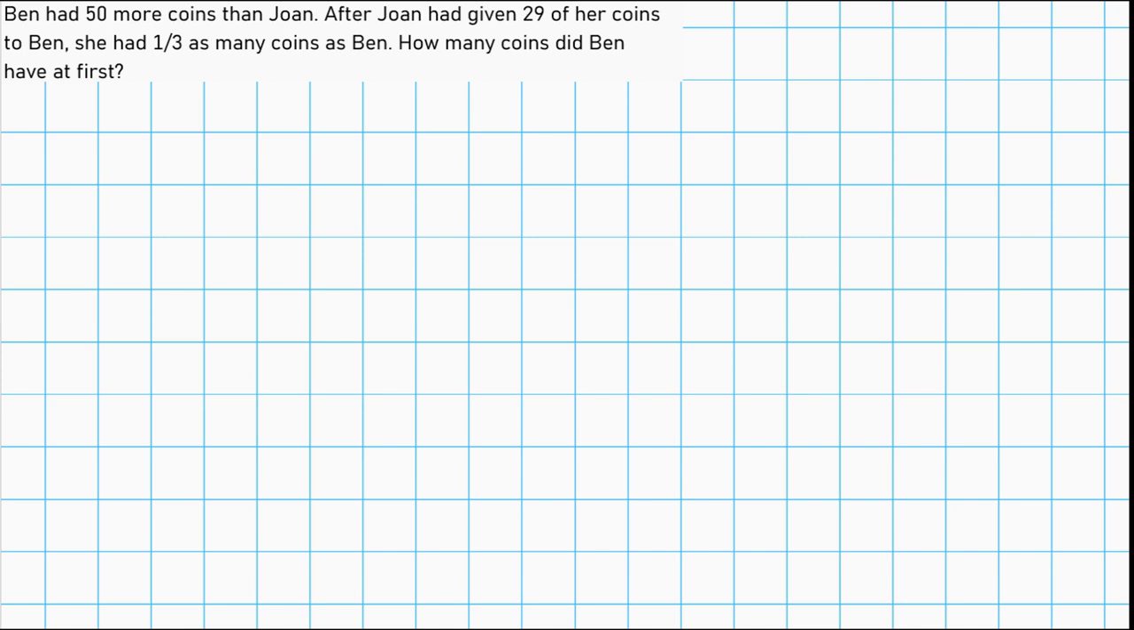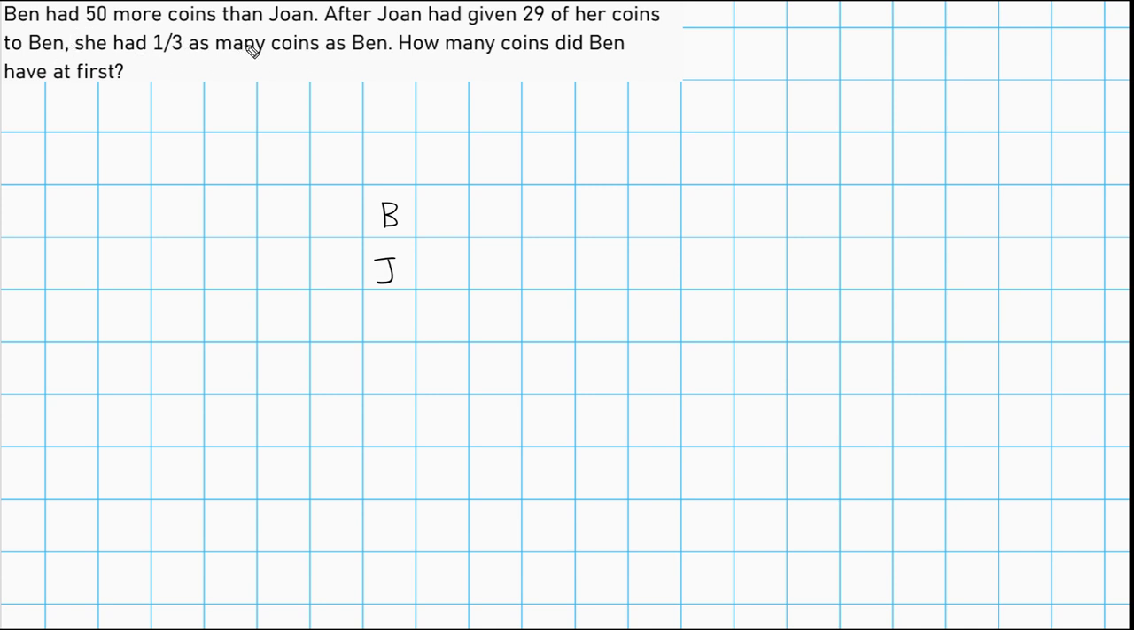Okay, so as usual, we're just going to draw what we're told and see where that gets us. So we've got two people here. We've got Ben, and we're going to draw a bar for him. I'm going to draw a bar for Joan. And what have we got?